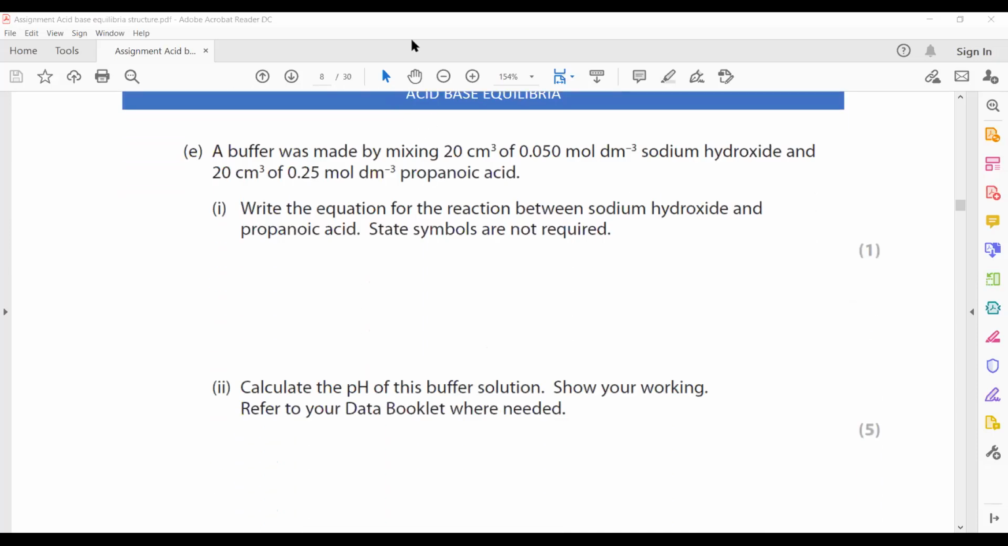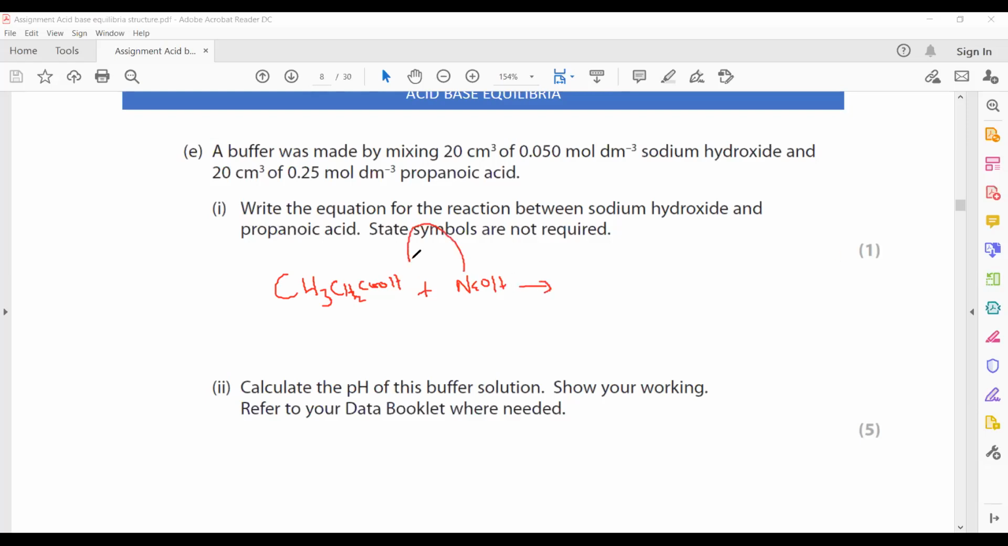Now, a buffer solution was made by mixing 20 cm³ of 0.05 mol per dm³ sodium hydroxide and 20 cm³ of 0.05 mol per dm³ propanoic acid. Write an equation for this reaction. First we have to complete the equation. How do we complete the equation for the reaction between sodium hydroxide and propanoic acid? Acids are proton donors. So propanoic acid, CH3CH2COOH, reacted with sodium hydroxide.